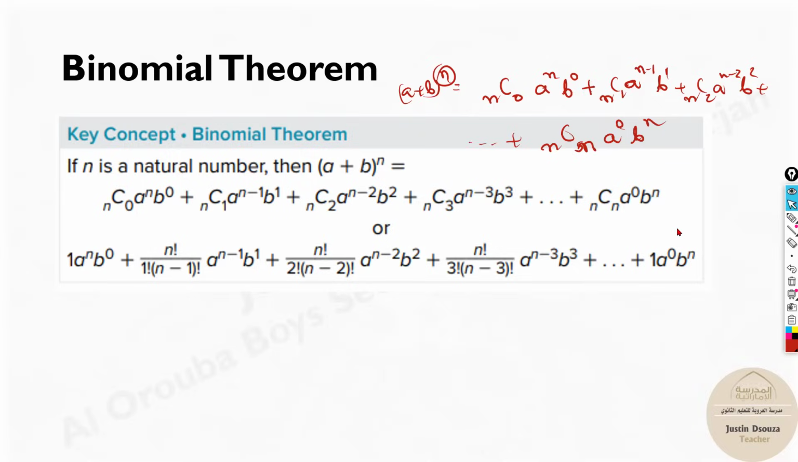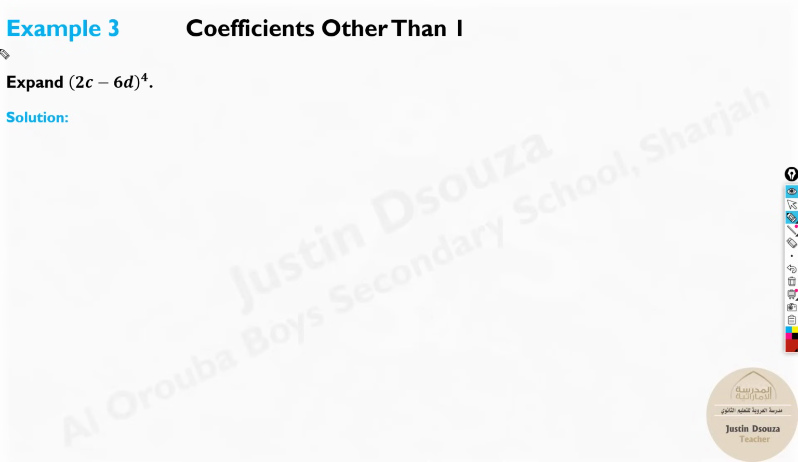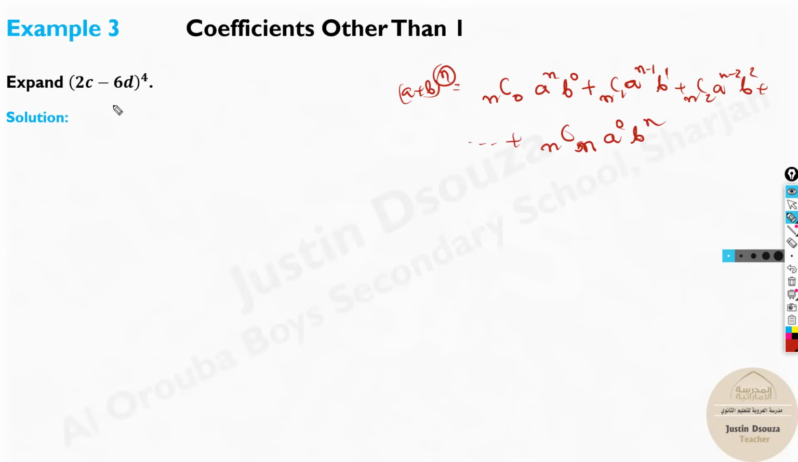Now let's look into a problem using this formula. Over here we have (2c minus 6d) the whole power 4. Let me just write the formula. Power 4, right? So n will be 4. 4C0. What is a? A value is 2c the whole power 4. And what is b? B is minus 6d. See, some students forget this negative sign. Then it's wrong. Please don't forget that.